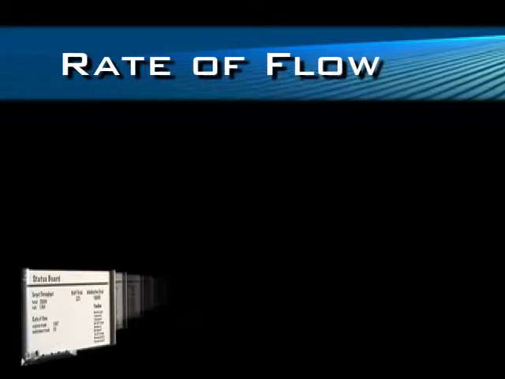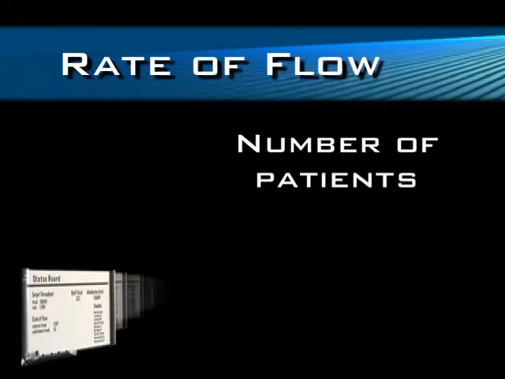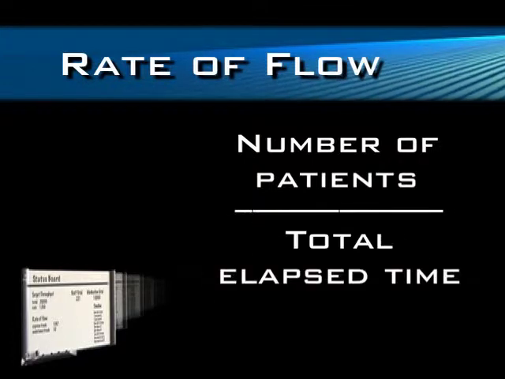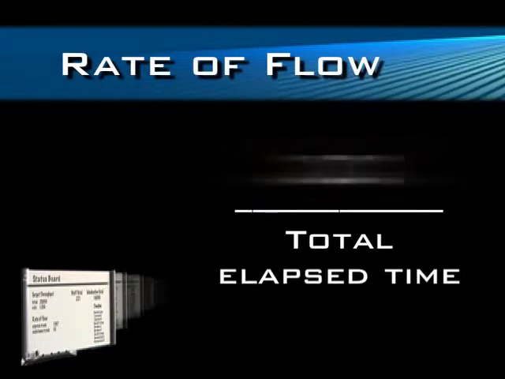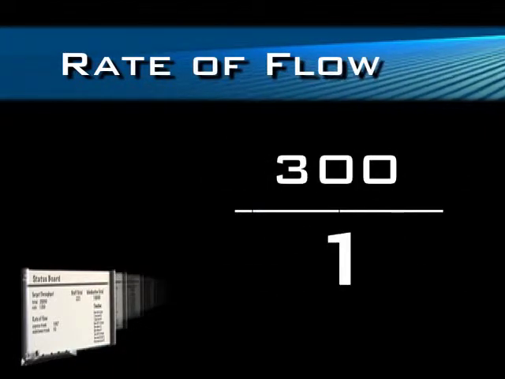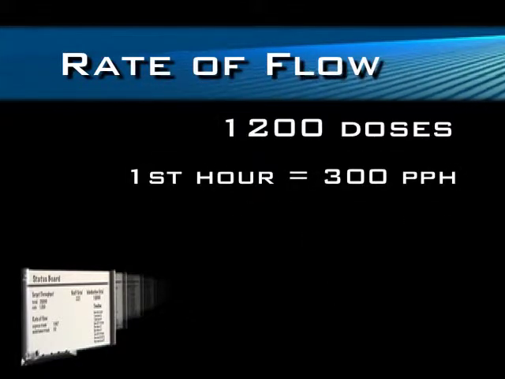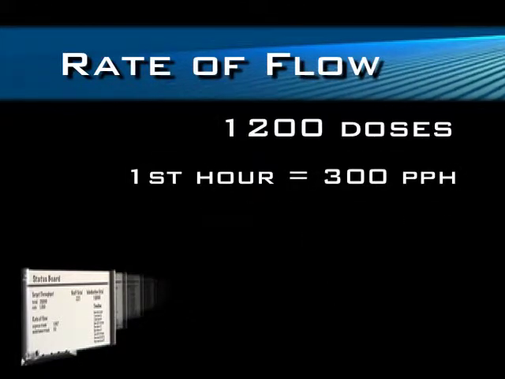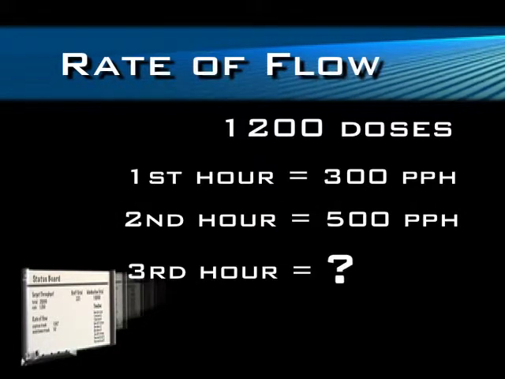To calculate the speed, or rate of flow, count the number of people on the patient information forms and divide by the total elapsed time it took for them to pass through the pod. For instance, suppose that a pod with 1,200 doses of medication dispenses 300 of those in the first hour. So for that hour, the rate is 300 persons per hour. But the rate increases the second hour to 500 doses. How much longer can the pod operate before getting more medication?